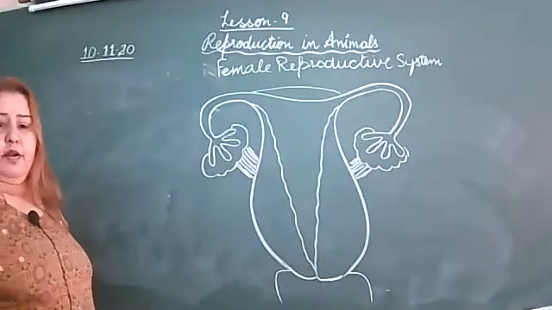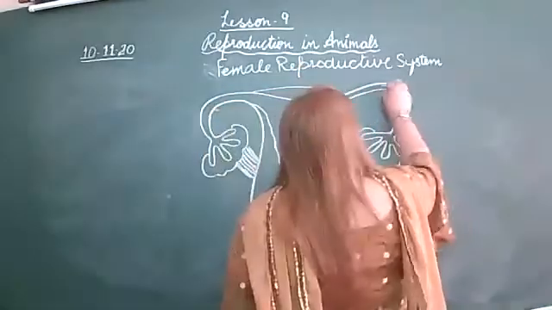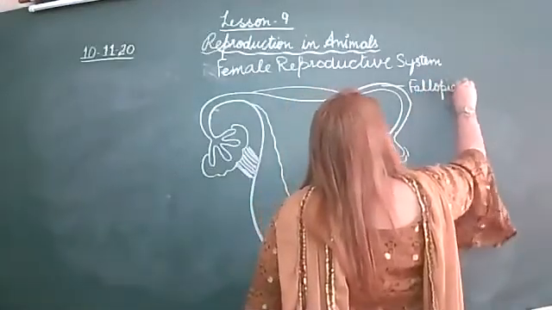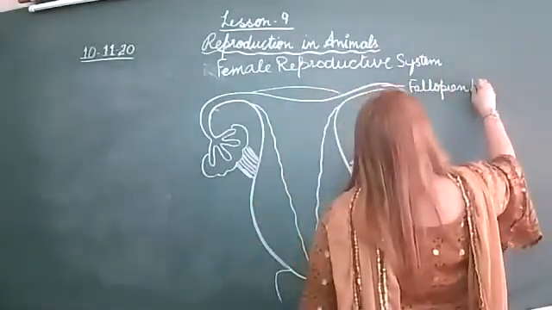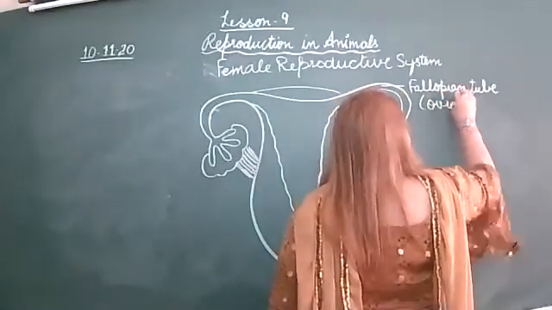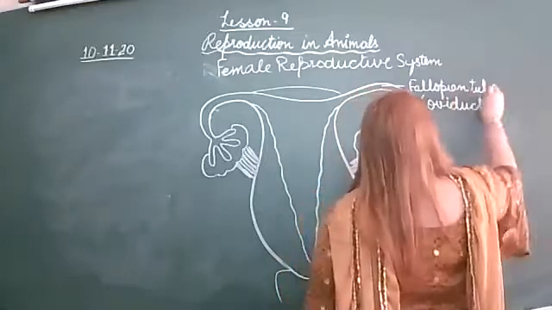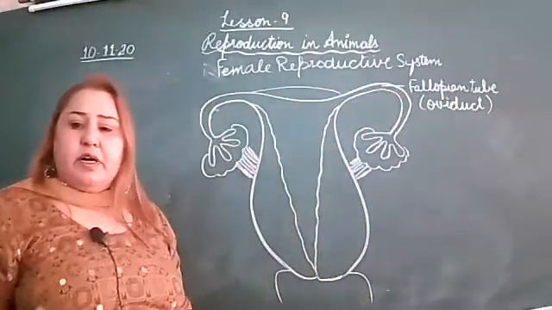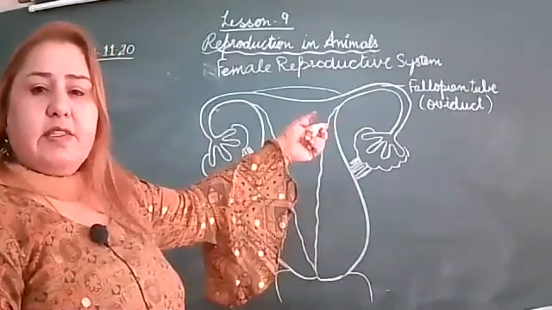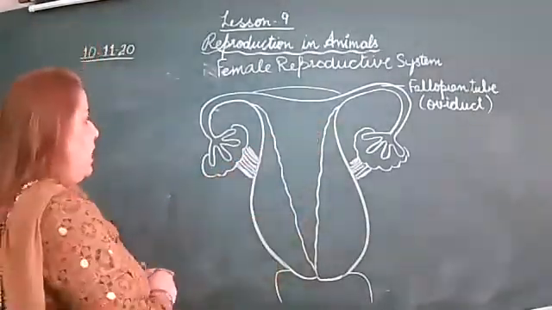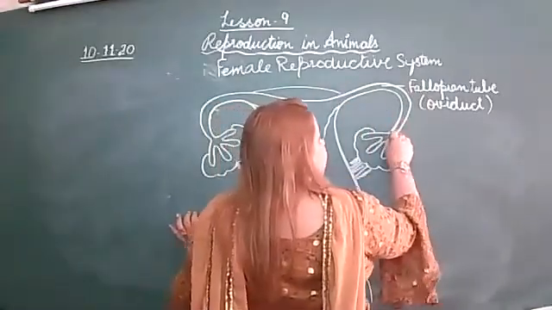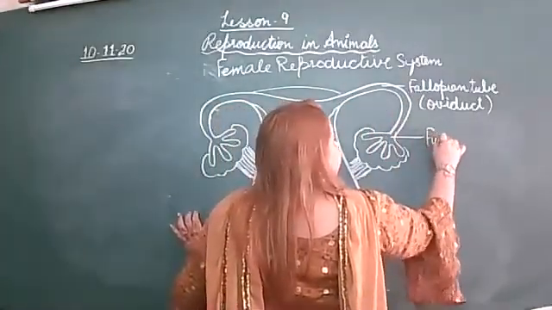Now I am doing the labeling. Fallopian tube. This is called the oviduct. As we had discussed the sperm duct that carries the sperm, similarly the oviduct carries the eggs or the ova. Now this is the funnel of the oviduct.